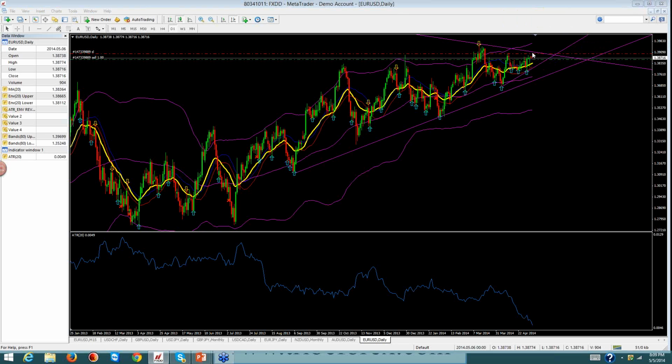On that push back up, you would have definitely seen the next day a continuation to the upside, and we did not see that. So I'm going to be looking for, contrary most likely to opinion, a sell until I see a break through this trend line. That's what I'm going to be looking for.